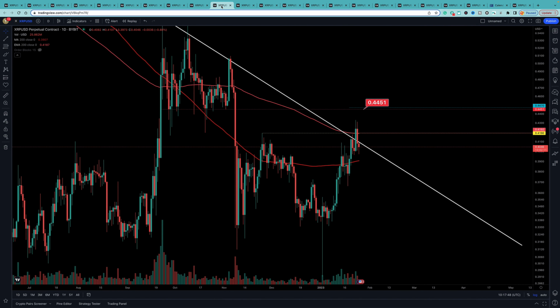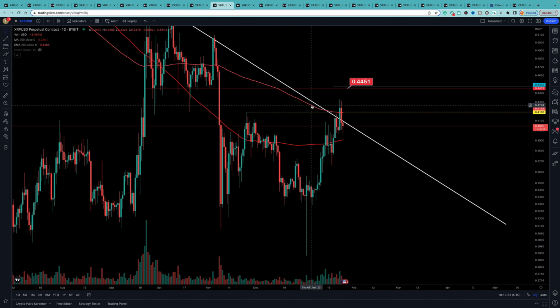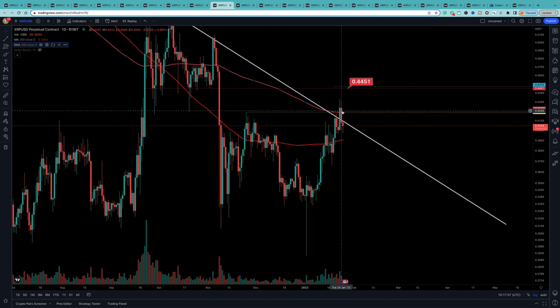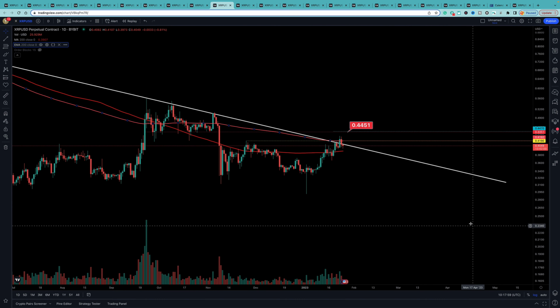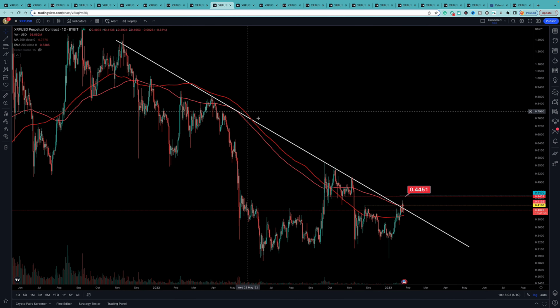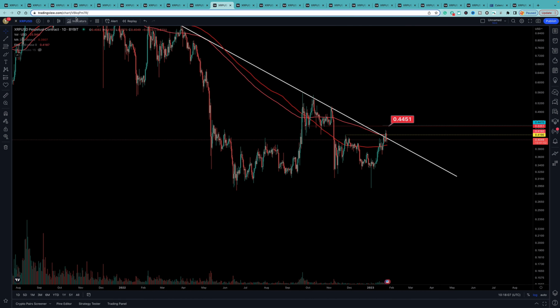Outside of that, I think I'm done. There's a strong rejection of the 200 EMA on the daily. And again, you can see this trend line here. It looks like it's been rejected again. So we've got to see.